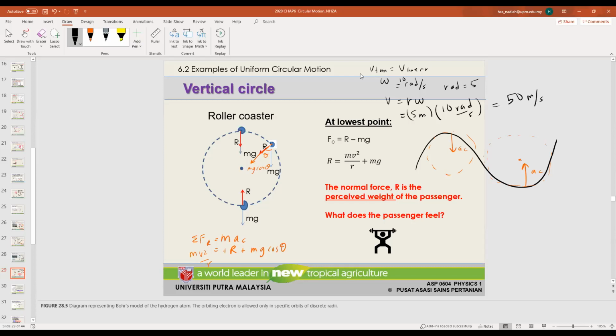Alright, so kalau macam ni kan, nanti dia suruh cari FC betul? Centripetal. Yes. Centripetal force ialah mv kuasa 2 per r. Yes. So V pakai yang ni, 50 ni, which is also this guy. Okay? You always use your linear velocity, your tangential velocity. Okay, is that okay? Okay, let's take 7 minutes of break before we go to the video.